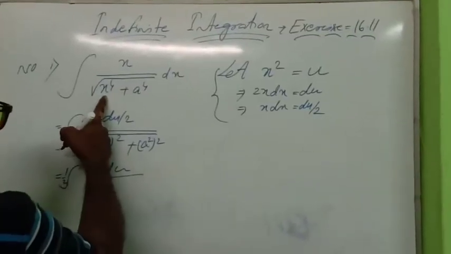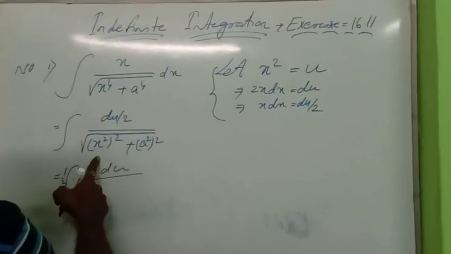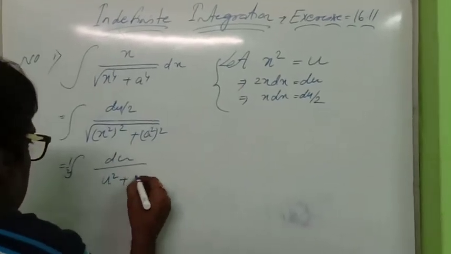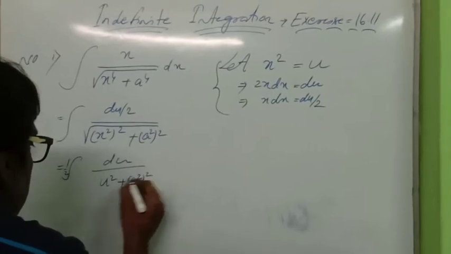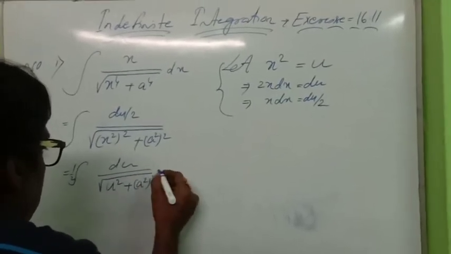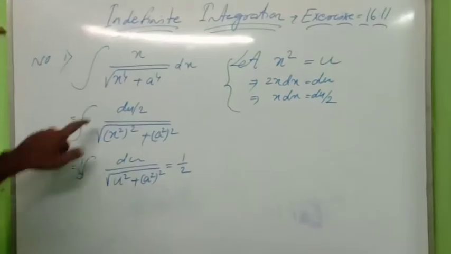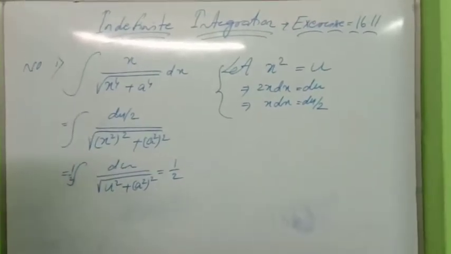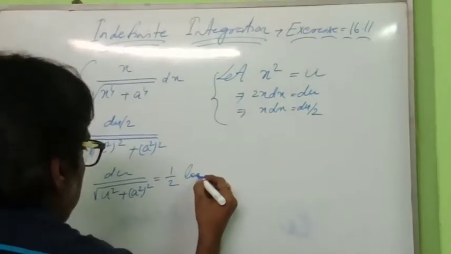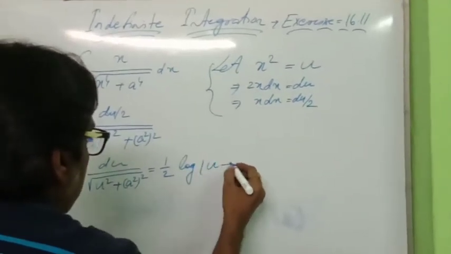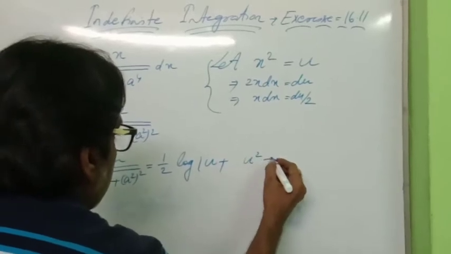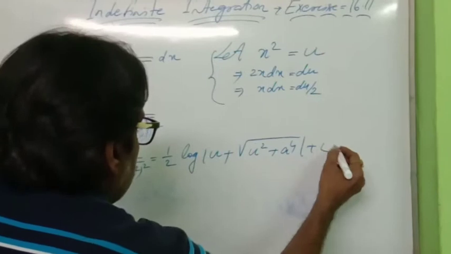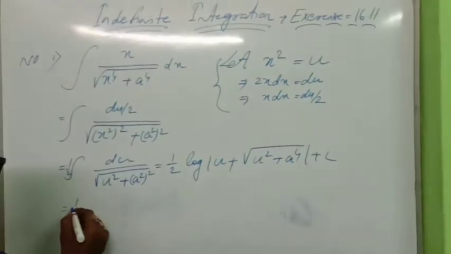x to the power 4 means what? x square whole square. I have taken x square as u, this will be u square, and this is a square whole square root over. Now 1 by 2, this is du by 2, I have taken 1 by 2 outside. What is the formula for this one? This is log u plus root over u square plus a to the power 4, plus c.